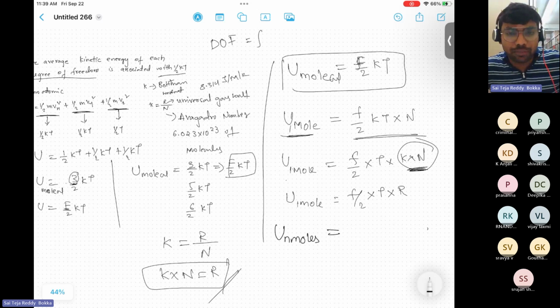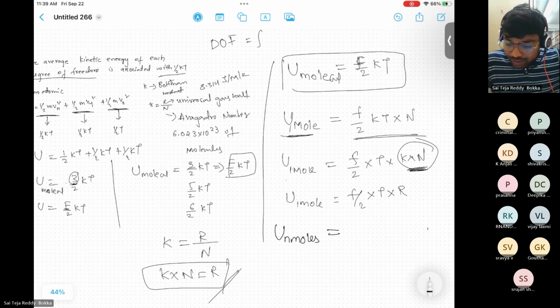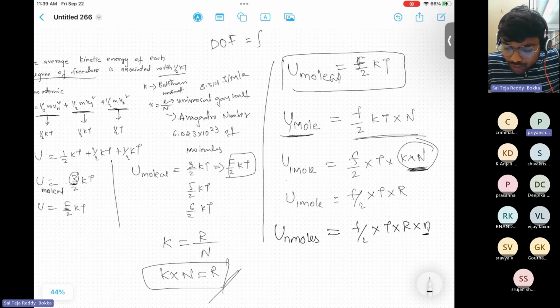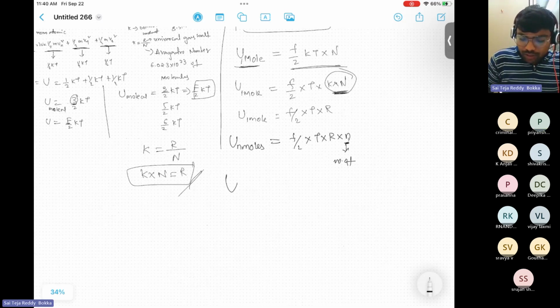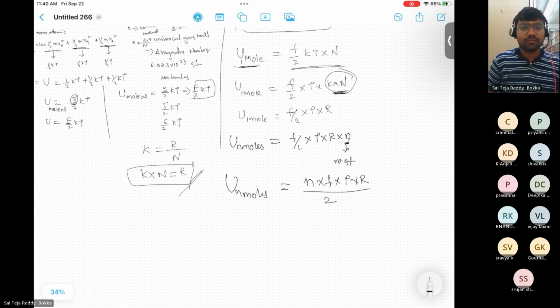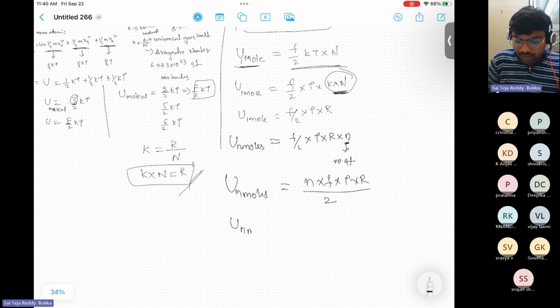Now you tell me, what do I have to do for n moles? What will be the formula for n moles? F by 2 into T into R into n moles. N is all about the number of moles, right? So here is your formula for n moles: n into F into T into R by 2. If you are writing this, n F T R by 2.